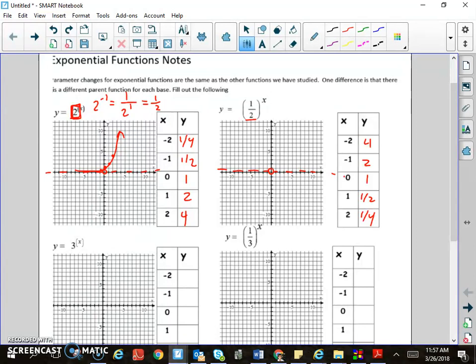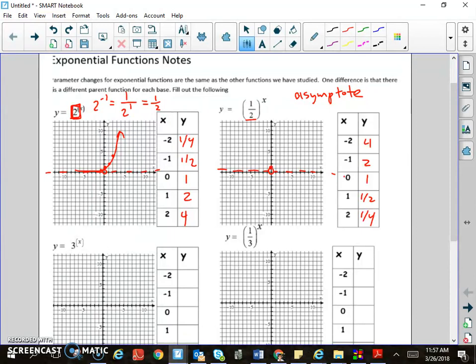It sets like a boundary, so to speak. An asymptote, like this. So it's an imaginary line that your graph infinitely approaches, but never touches or crosses over. Asymptote.